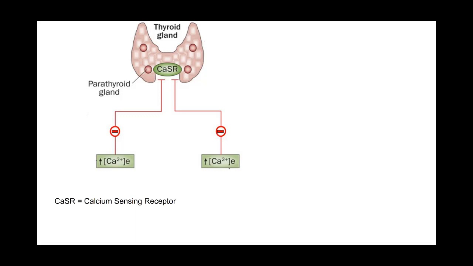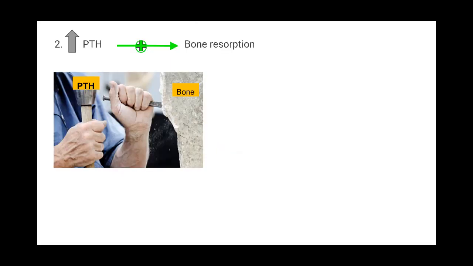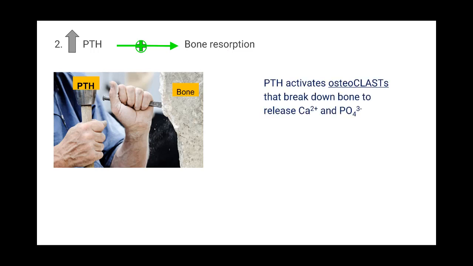On the other hand, if there is more calcium in the blood, that's going to be sensed by the calcium sensing receptor, and that inhibits the release of parathyroid hormone. Parathyroid hormone causes bone resorption. It does that by activating something called osteoclasts as opposed to osteoblasts. Osteoclasts are the cells in the bone that break down bone and allow the bone to release calcium and phosphorus into the blood. So you can imagine the parathyroid hormone as a hammer that's breaking down the bone in this picture.